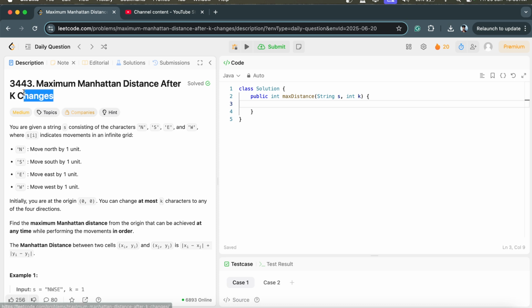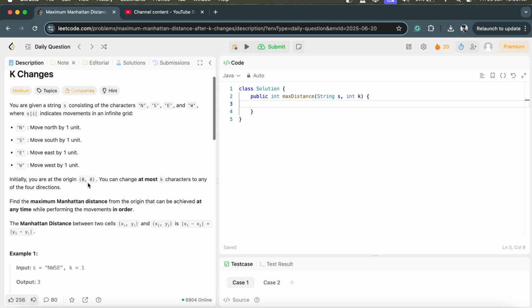So the problem is 3443 from LeetCode, Maximum Manhattan Distance After K Changes, okay? We'll go through the problem statement quickly. You are given a string S consisting of characters N, S, E, W, where S[i] indicates movement in an infinite grid. Okay, we have an infinite grid. We can move in any direction based on these indices. N means we move in the north direction by 1 unit. S means we move south by 1 unit. E means we move east. W means we move west by 1 unit.